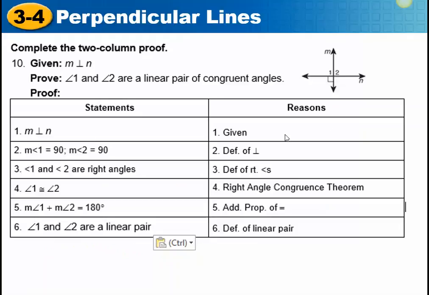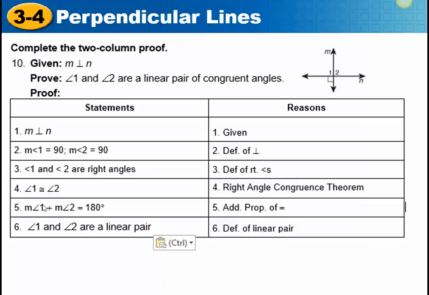So I started out with the given, same exact problem, same sketch, everything. And then I said that measure of angle 1 is 90 and measure of angle 2 is 90 because of definition of perpendicular. That means then that angle 1 and angle 2 are right angles, because that's the definition of right angles. If they're equal to 90 degrees, they're right angles. Well, the right angle congruence theorem that we learned at the end of chapter 2 says that all right angles are congruent to each other. So angle 1 is congruent to angle 2. That's where we got that they're congruent.